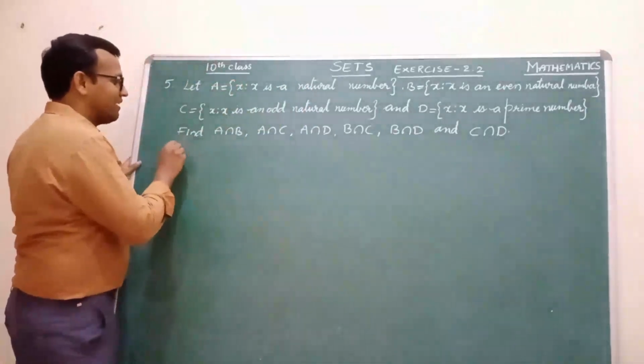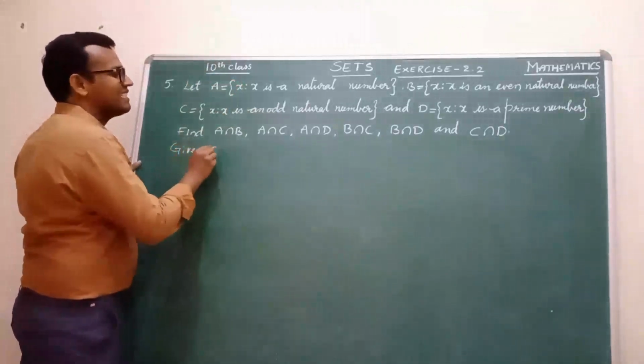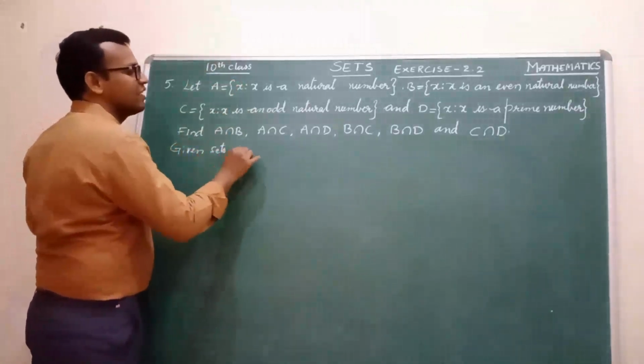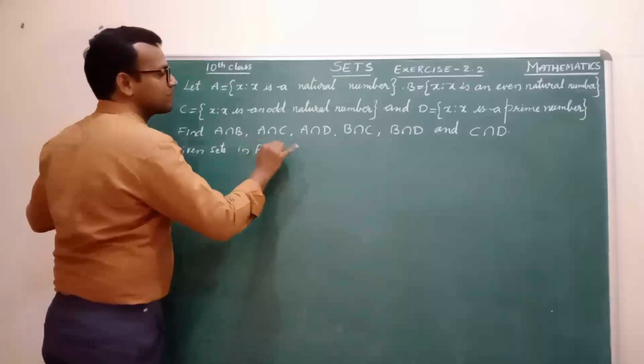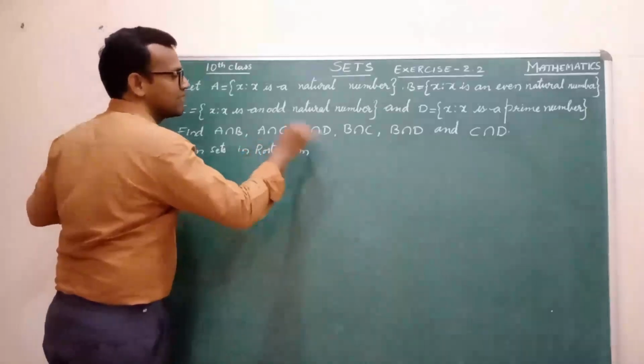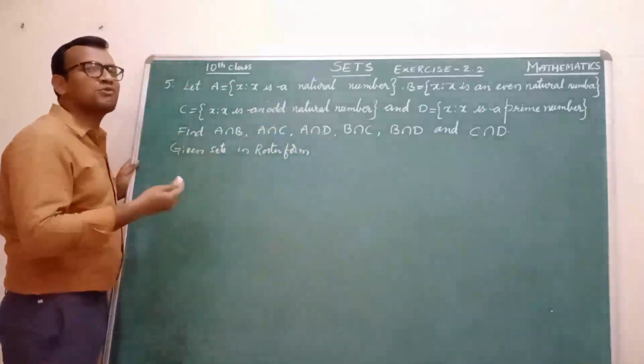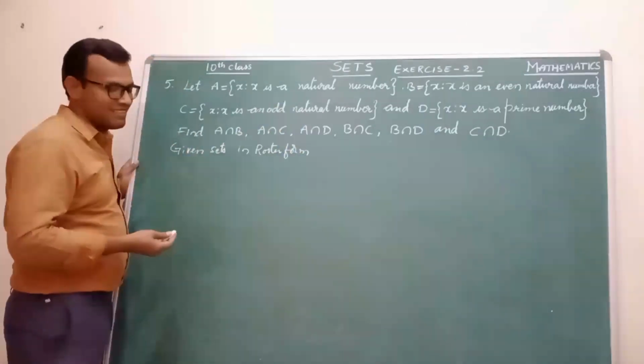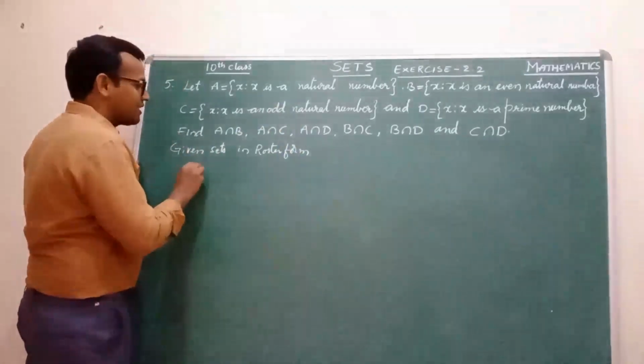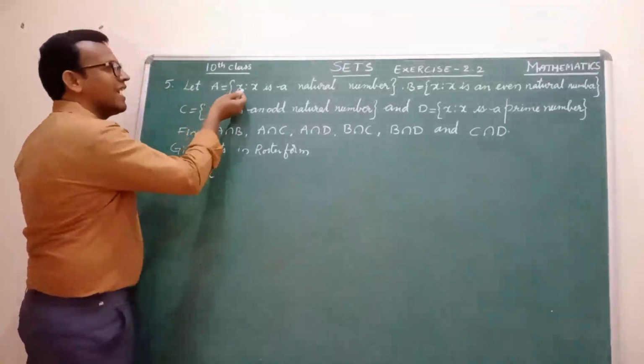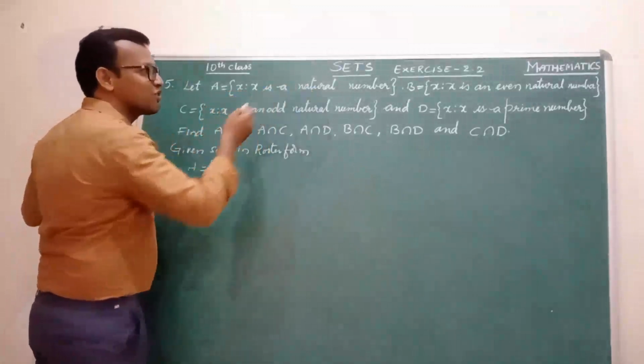So given sets in roster form, so that it becomes easy for us to find unions, intersection or difference. Now A is equal to the set of X such that X is a natural number.